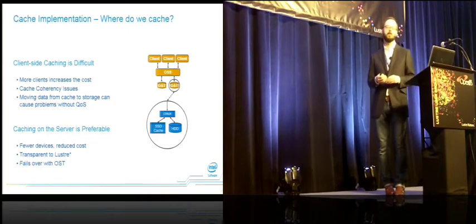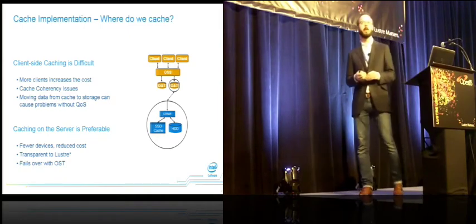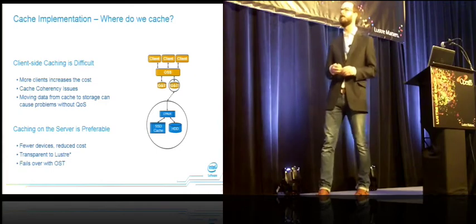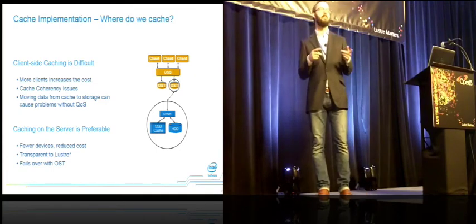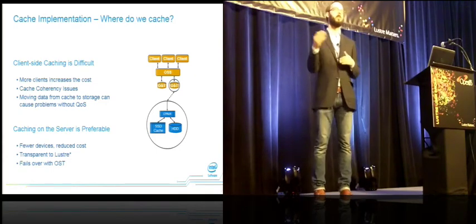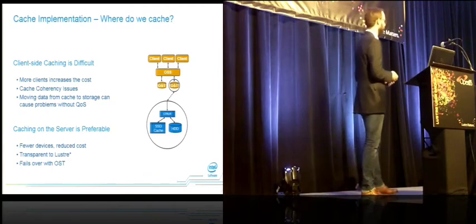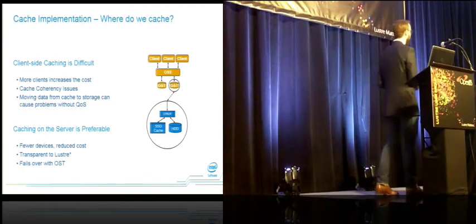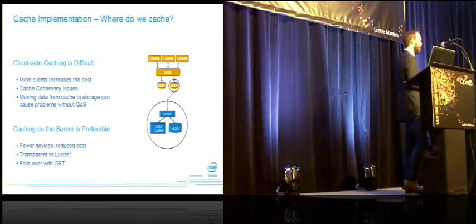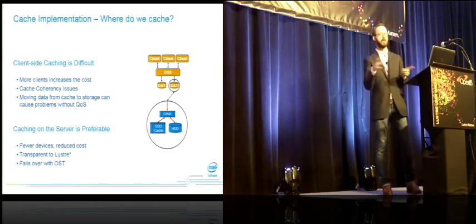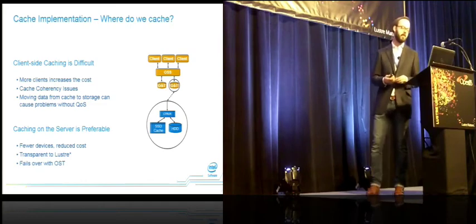And then there's an overall cost component. And then there's also cache coherency issues. So if you have multiple clients that want to read and write from the same cache, you have issues if it's local in the clients and figuring out how to manage those issues. And then there's also, if we drain cache from the clients back down to the file system, then that can cause QoS issues depending on how that's implemented.